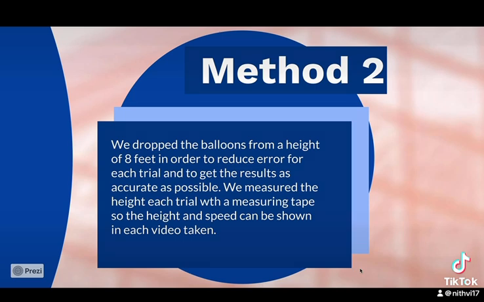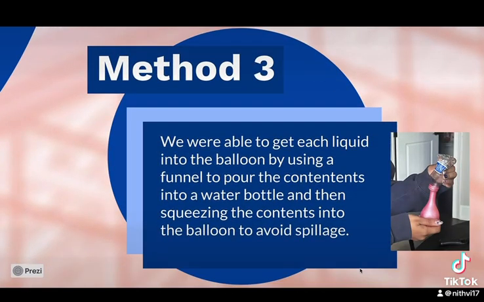We drop the balloon from a height of 8 feet in order to reduce error for each trial and to get the results as accurate as possible. We measured the height each trial with a measuring tape so the height and speed can be shown in each video taken. We were able to get each liquid into the balloon by using a funnel to pour the contents into a water bottle and then squeezing the contents into the balloon to avoid spillage.